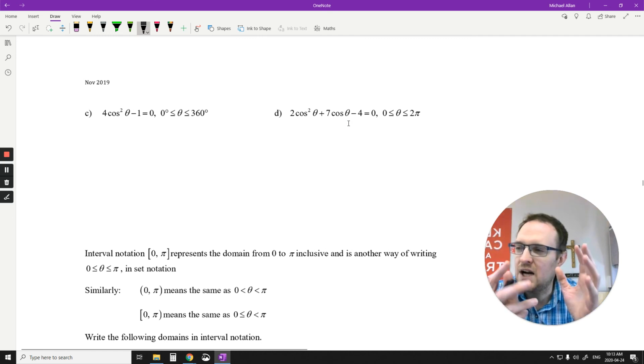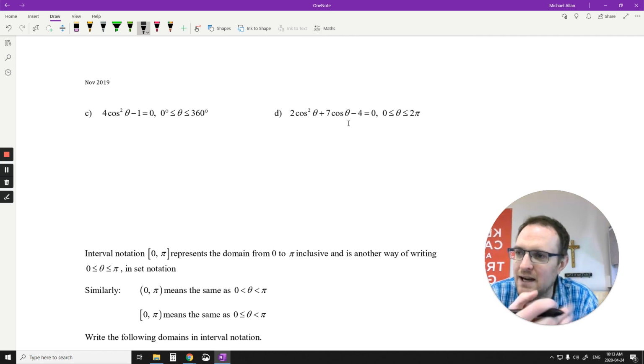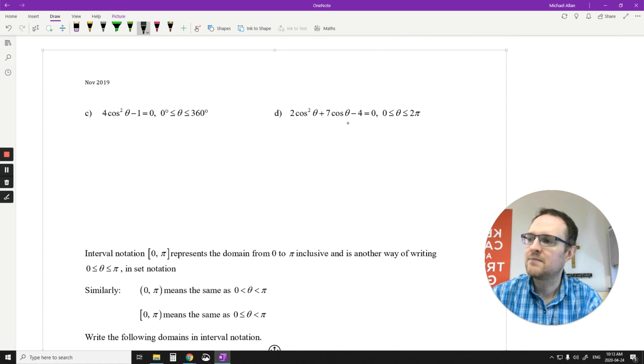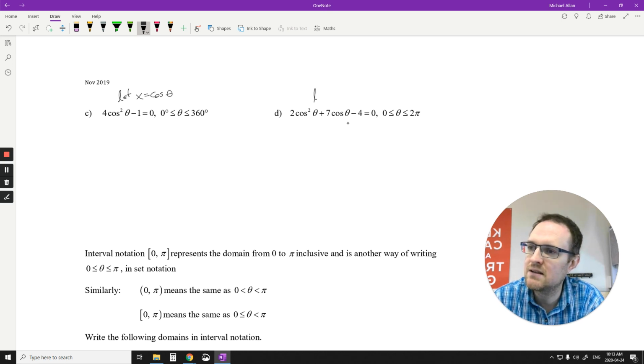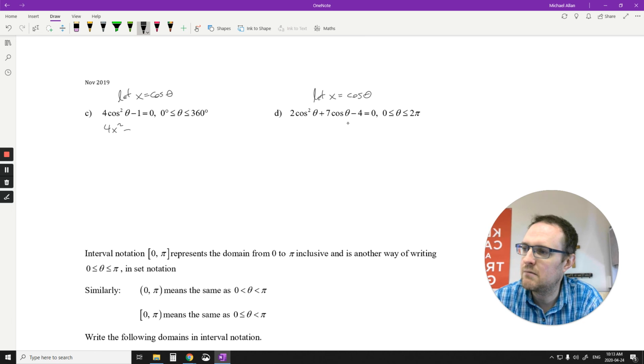So I would replace it, factor it, and then put it back, and then solve the question. Here I'm going to say let x equal cos theta. Like over here, I do the same thing. Let x equal cos theta. So this ends up being 4x squared minus 1. Oh, this is an x squared, so I could have just left it alone and solved for cos, because there's only one single cos here. Add the 1 over, divide by 4, take the square root.